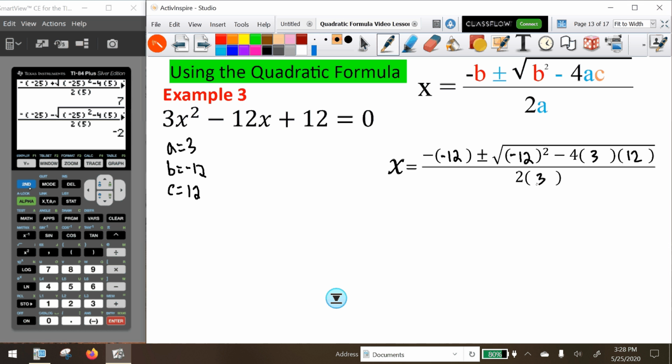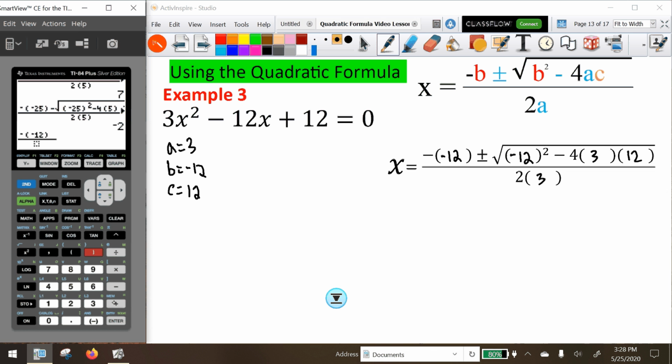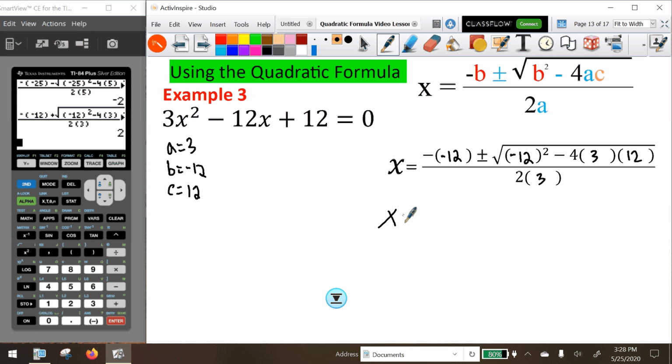So just going to go ahead and type this into my calculator. Negative b plus the square root of b squared. These parentheses are very, very important. Minus 4 times a times c, all divided by 2 multiplied by a. The answer is 2. X is equal to 2. And our other answer, x is equal to, let's find out.